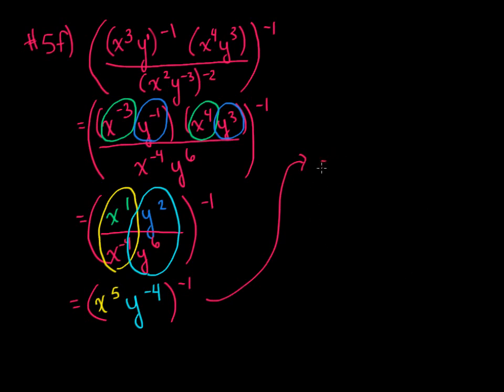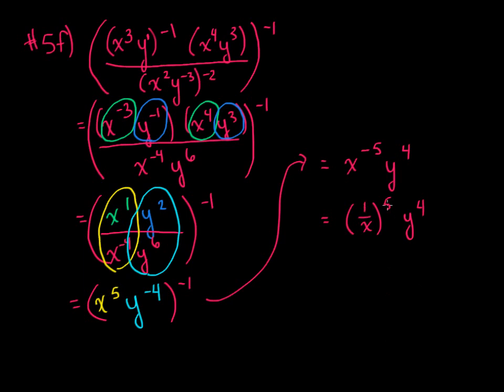Here, using the power of a power rule, we've got a base x, and we multiply 5 times -1, so -5. And here we've got a base y, power of a power, we multiply these two exponents to get +4. A negative exponent means we're going to take the reciprocal of the base. So the base here is x over 1, and the reciprocal of that is 1 over x to the exponent 5 times y to the exponent 4.